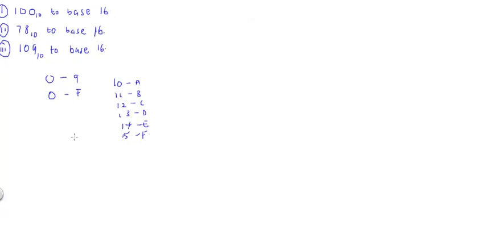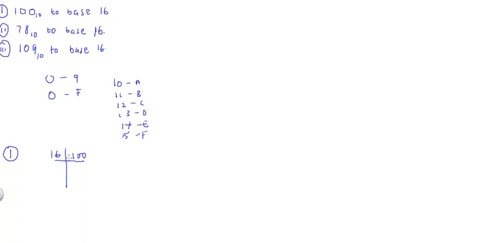So let's go on to the first example here. We have 100 in base 10 to base 16. So a way to solve this is to divide 100 continuously by 16, all the while taking note of the remainders, because that's what we are going to use, and that's what is going to be our equivalent value in base 16 or hexadecimal form.